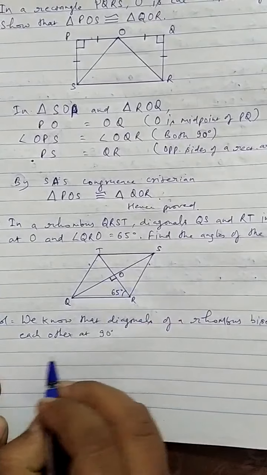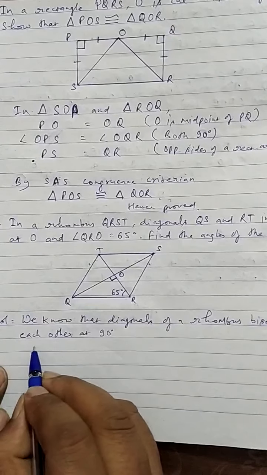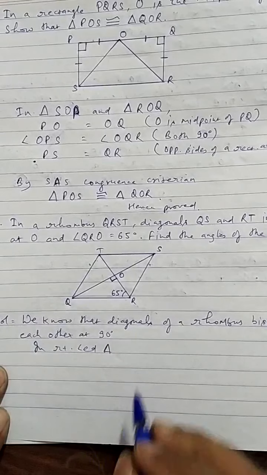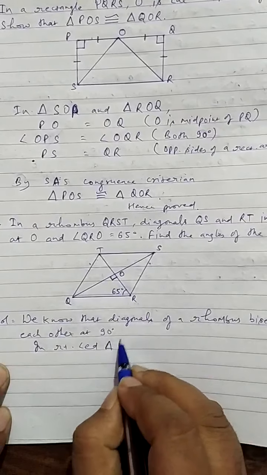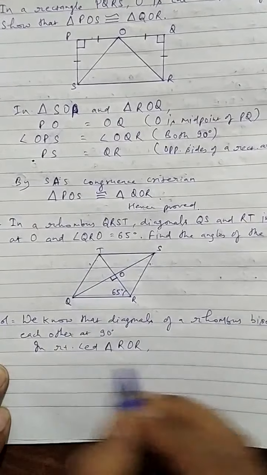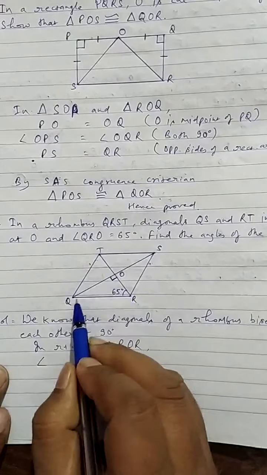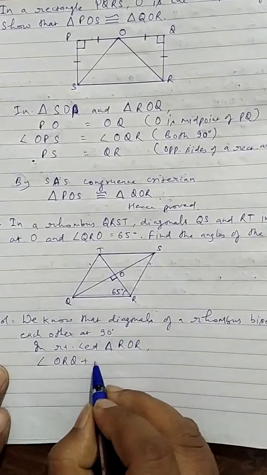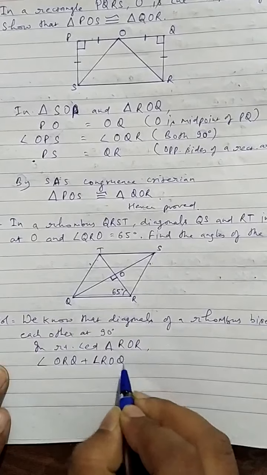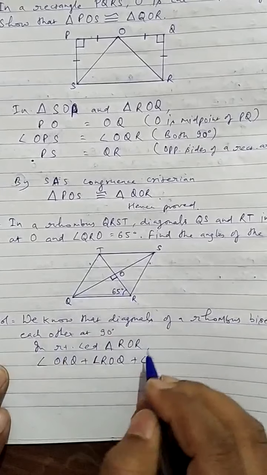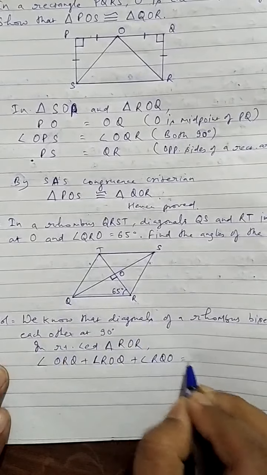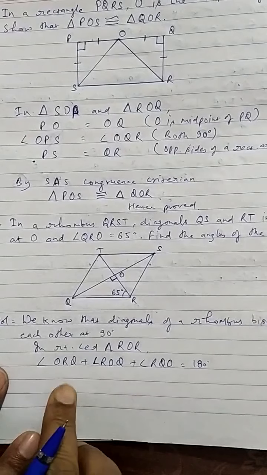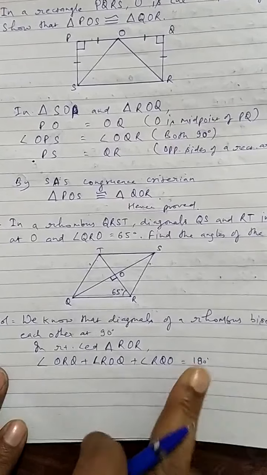So let us write here. In right-angled triangle ROQ, angle ORQ plus angle ROQ plus angle RQO will be equal to 180 degrees, because the angle sum of a triangle is 180 degrees.